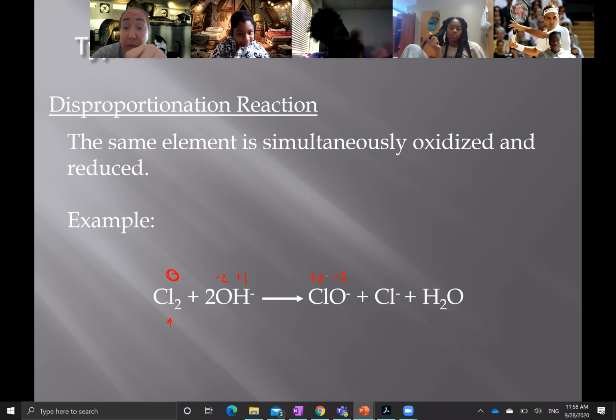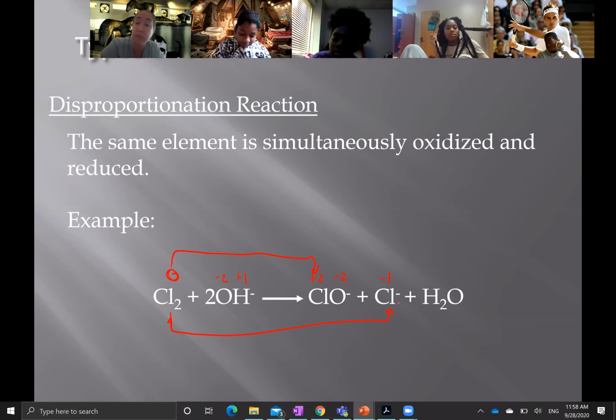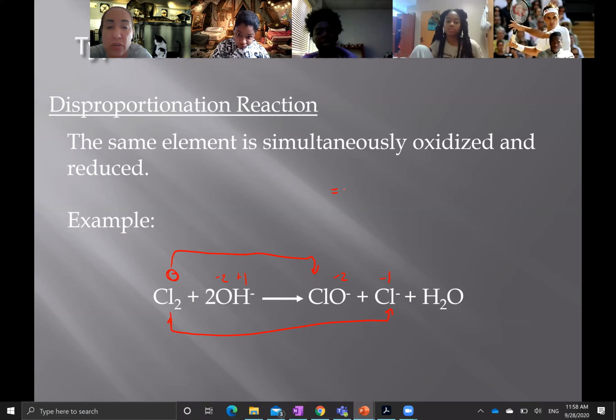Okay, but look at the other chlorine. What's the oxidation state of the other chlorine? -1. There you go, -1. So what is going on to this dude? This dude is going from 0 to positive 2, but it also is going from 0 to -1. The chlorate is negatively charged by 1. That's why that little minus is there. Oh, my bad. You're right. So this is not a positive 2. So this is -1, this is -2. Thank you for pointing that out.